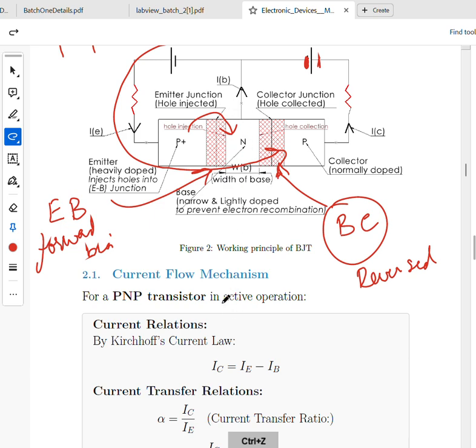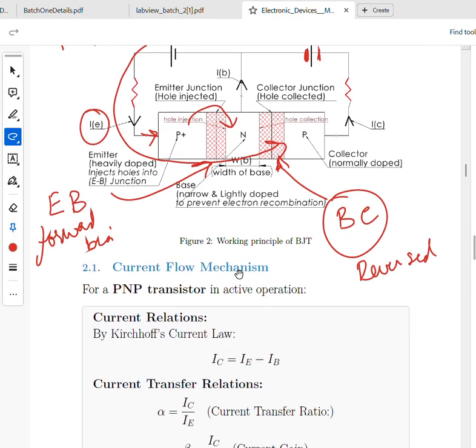You will notice that IC current is essentially entering from here. Now this current is IC current, the collector current. If emitter current is coming like this, sorry, this is the emitter, and this is the collector current. If emitter current is coming like this and it is producing IB and IC, what is essentially happening?